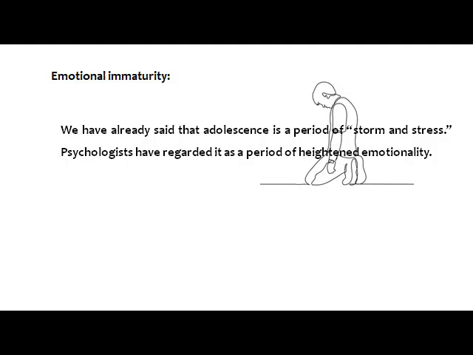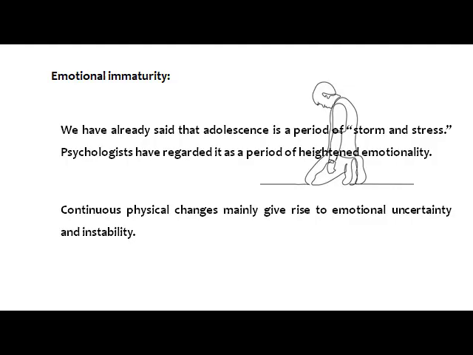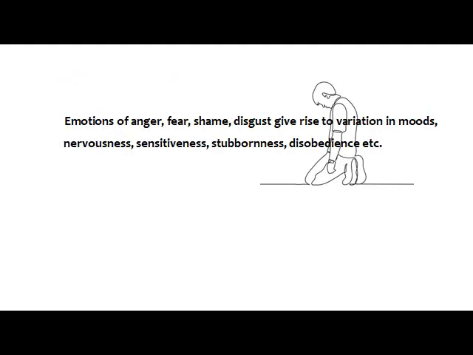Emotional immaturity. We have already said that adolescence is a period of storm and stress. Psychologists have regarded it as a period of heightened emotionality. Continuous physical changes mainly give rise to emotional uncertainty and instability. Emotions of anger, fear, shame, disgust give rise to variation in moods, nervousness, sensitivity, stubbornness, disobedience, etc.